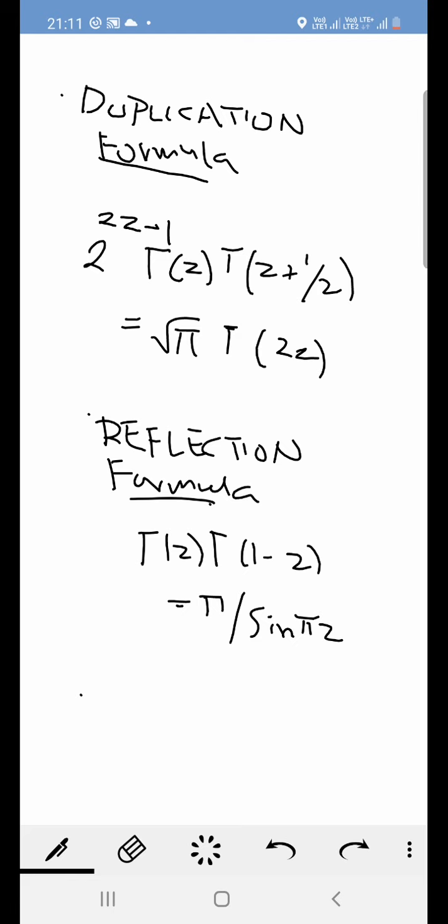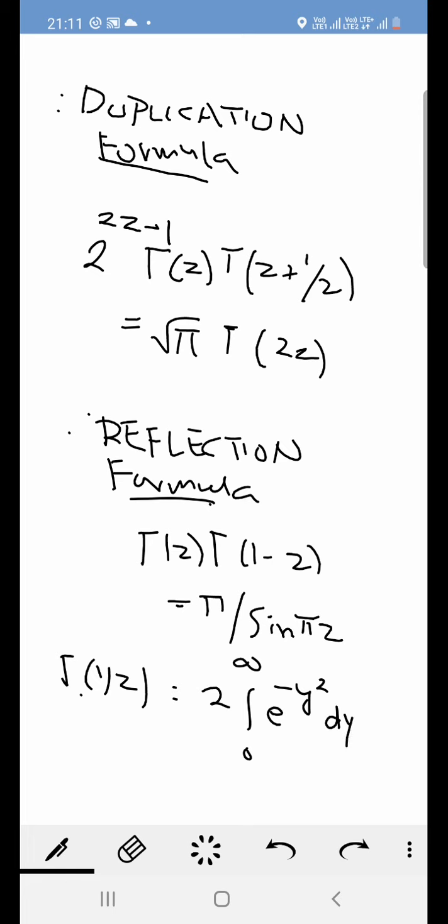Now till now we have found the gamma function of natural numbers. What about integral multiples of 1 by 2, half integrals? Like gamma 1 by 2, what is the value of gamma 1 by 2? Gamma 1 by 2 is equal to 2 into integral 0 to infinity e to the power minus y squared dy, and it is equal to root pi. So we can say that gamma 1 by 2 is equal to root pi.